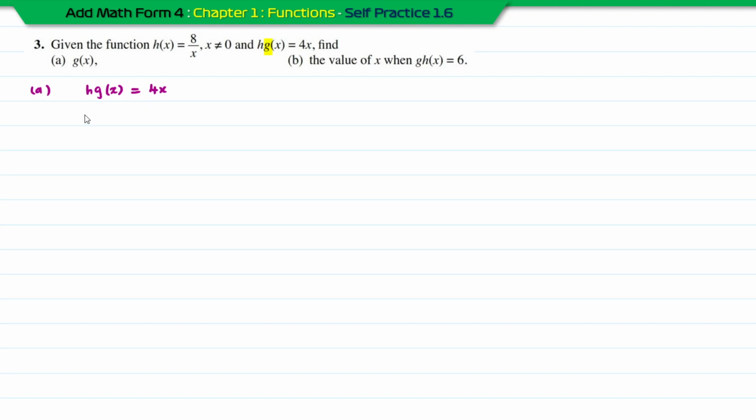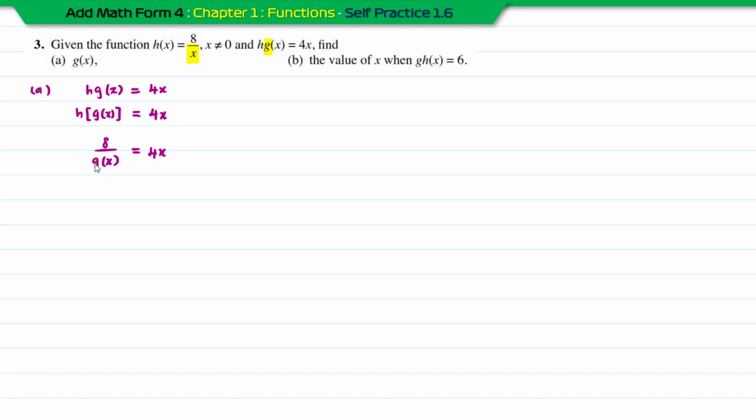For question A, the composite function hg is equal to 4x. This 4x is formed when you insert the function g into the function h. We didn't know what the function g is, but we know that we're going to insert this function g into the x in our function h. So what's going to happen next is 8 over g(x). The x here is replaced with the g, so it is equal to 4x.